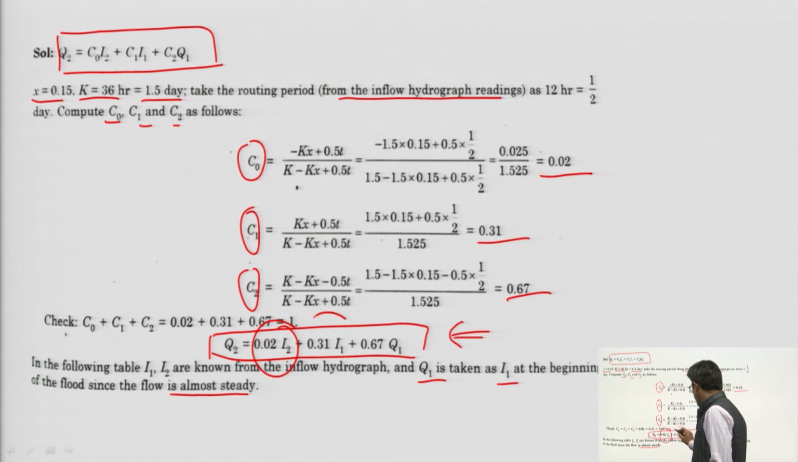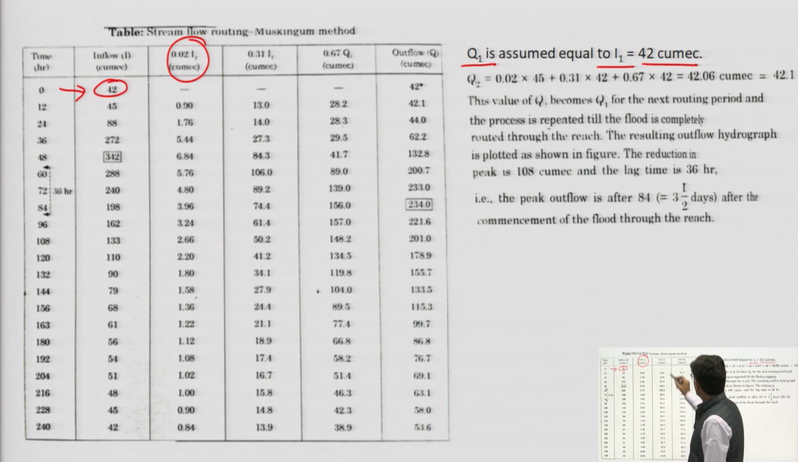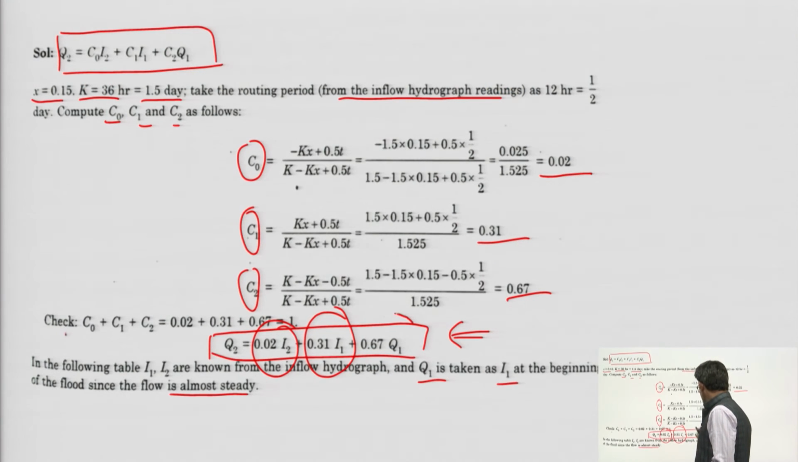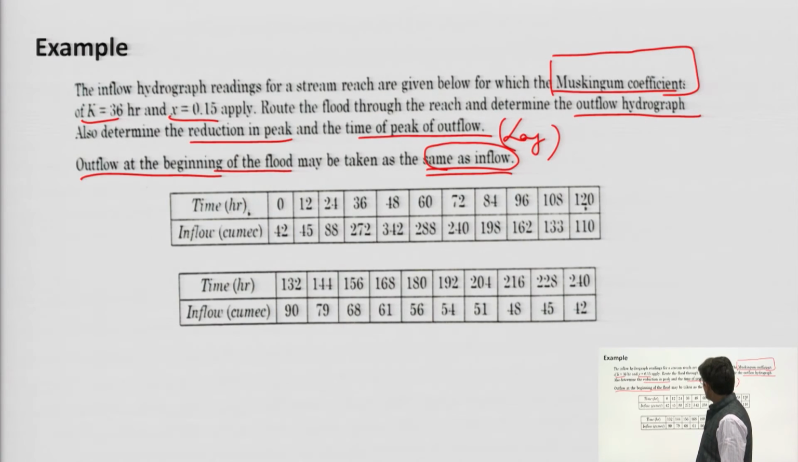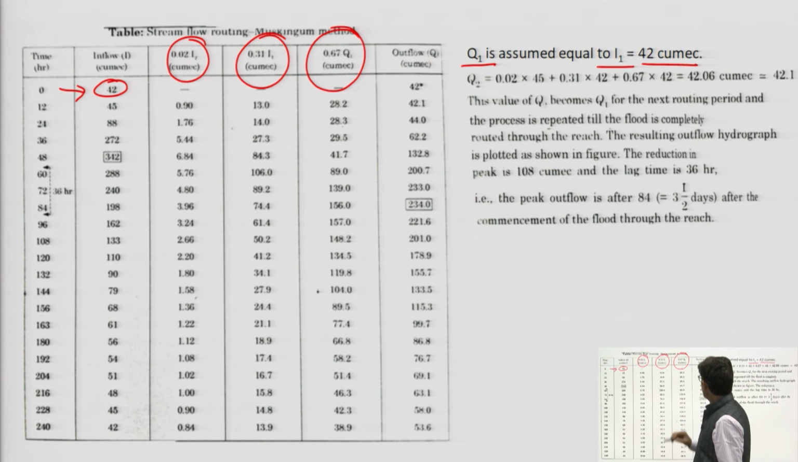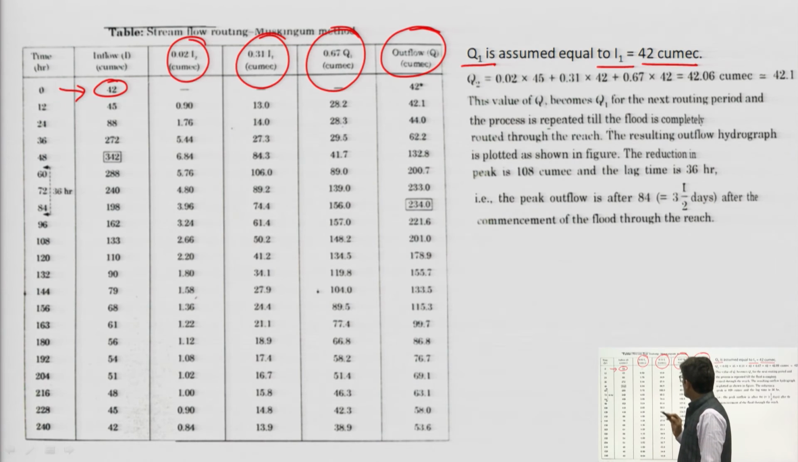Then 0.31 I1 is written here, and this one is 0.67 Q1, which we need to calculate through this table. Therefore the outflow according to the Muskingum method will be the summation of this one plus this one plus this one. So this can be calculated.